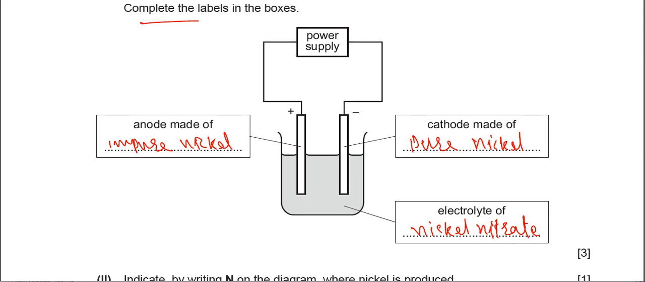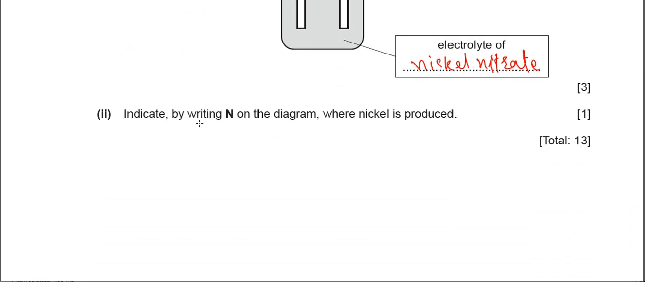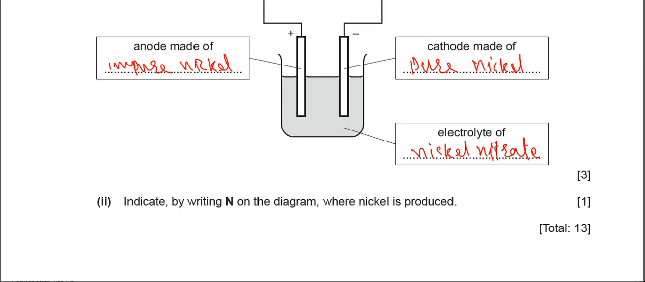Okay, so next, indicate by writing N on the diagram where nickel is produced. So nickel is going to be reduced, and reduction always takes place at the cathode. So he says writing N, so we can just write over here N. Or you can write N over here and then label it like this. Here is N. Understood? In either way, just by writing N over here or just by pointing, both are correct. So the question is complete, and we are going to proceed towards the next question.